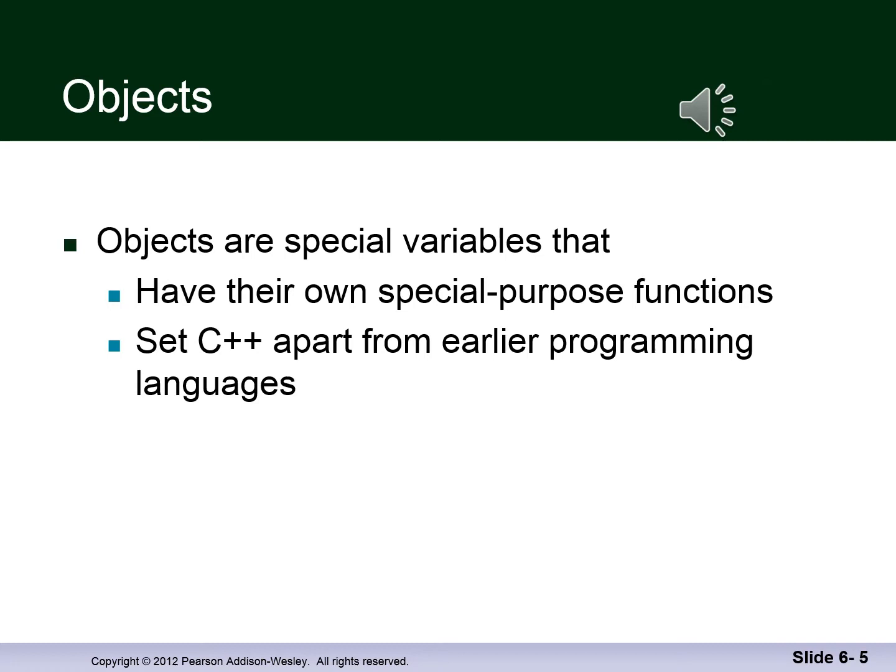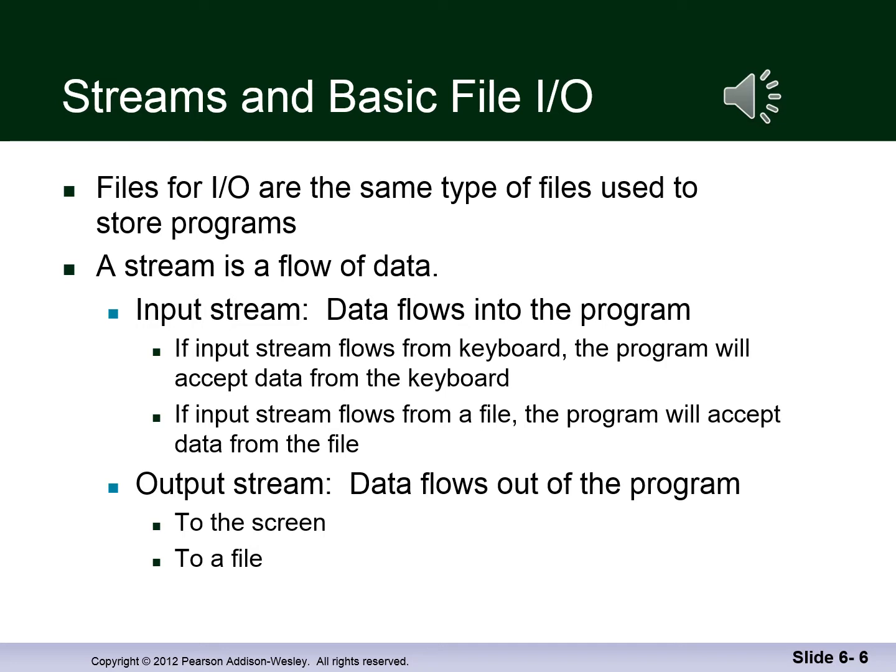We will also use file streams to talk about object orientation. Objects are variables, but they're special variables, and they have their own special purpose functions associated with those objects. Objects set C++ apart from earlier programming languages that did not have objects. The files that we are going to use for input and output are the same types of files that you would use to store other information on your computer.